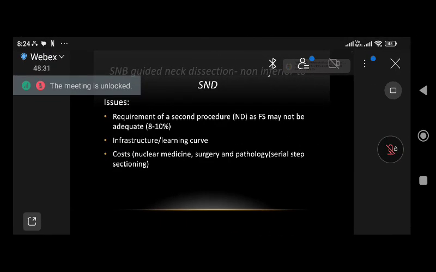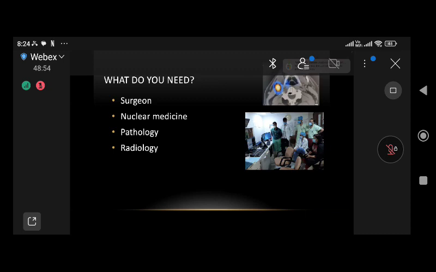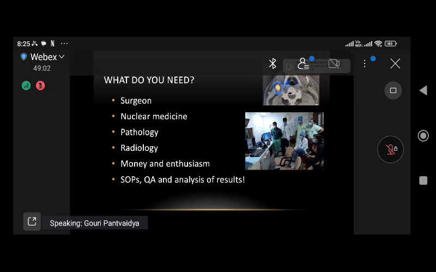There are also issues with infrastructure, learning curve, and costs associated with setting up your sentinel node biopsy program, which involves nuclear medicine, surgery, and pathology with serial step sectioning. And of course, it has been proven to be similar with regard to cancer outcomes, but whether doing a sentinel node biopsy decreases shoulder morbidity is not proven. However, what you really need for this is a surgeon, a nuclear medicine suite, a pathologist, a radiologist, a lot of money and enthusiasm, and quality analysis of your results.